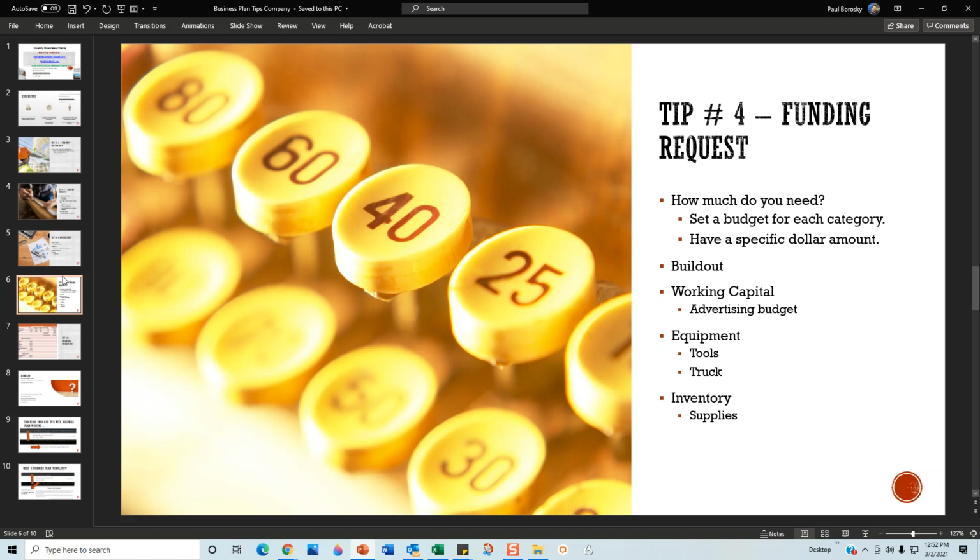Next, once you identify the dollar amount needed, then go ahead and describe where that money is going to go to, but use categories, use budgets. For example, if you're going to buy a vehicle, you're going to buy 2 vehicles, then put 2 vehicles approximately $15,000 or $50,000, and then also go ahead and set aside a budget for equipment, a budget for tools, a budget for inventory, and align dollar amounts to each one of those.